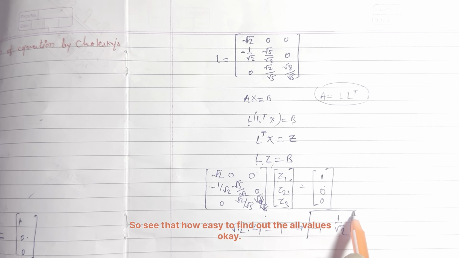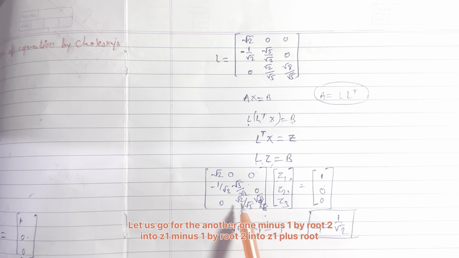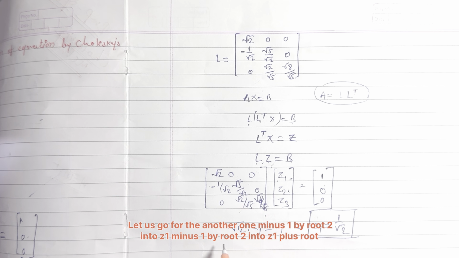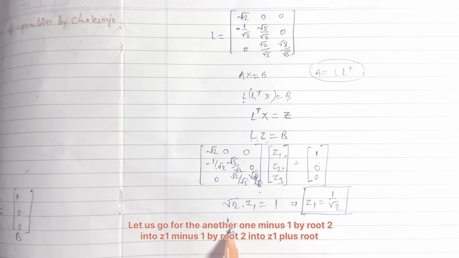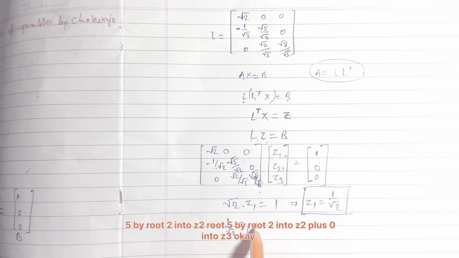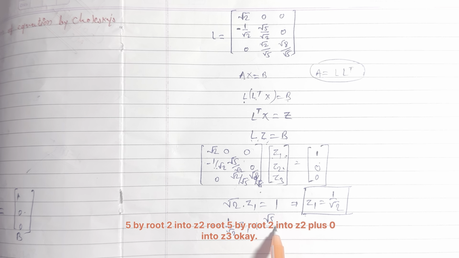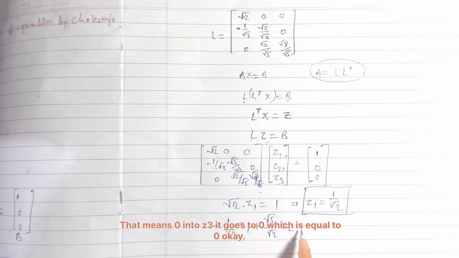Okay, so see how easy it is to find all the values. Now let's go for the other one: minus 1 by root 2 into Z1 plus root 5 by root 2 into Z2 plus 0 into Z3. That means 0 into Z3 goes to 0, which is equal to 0.